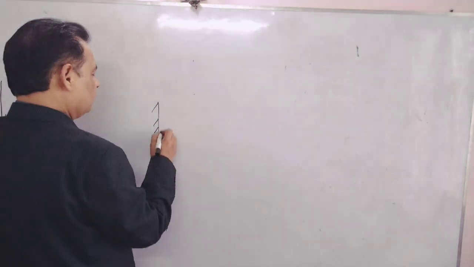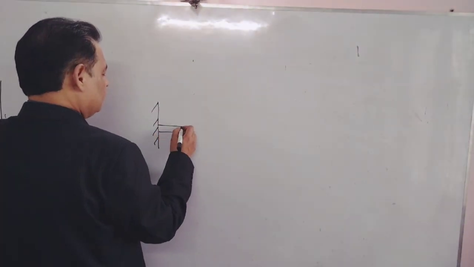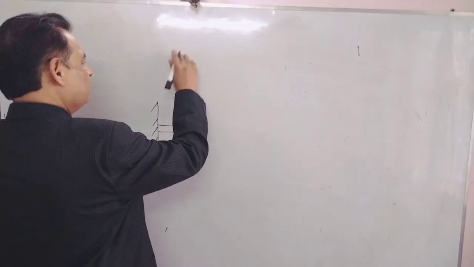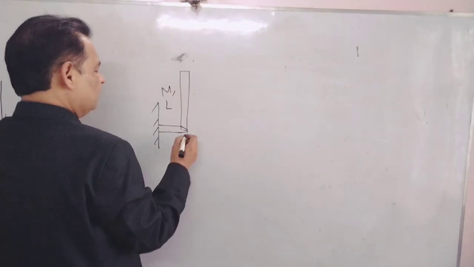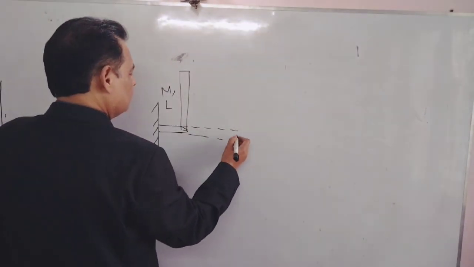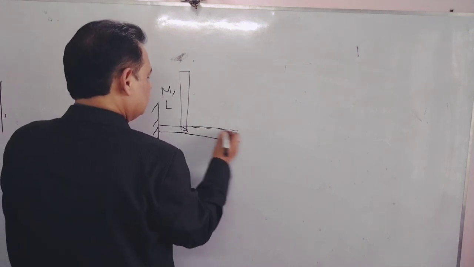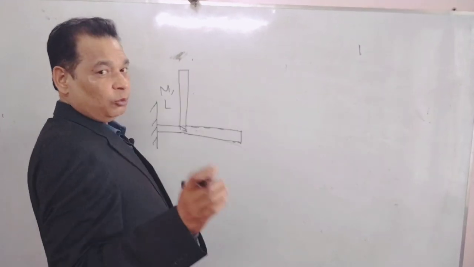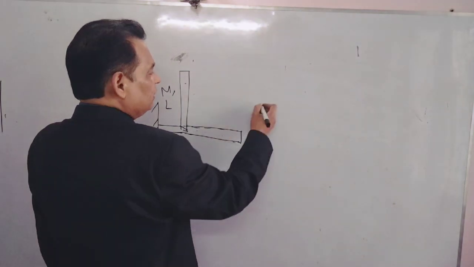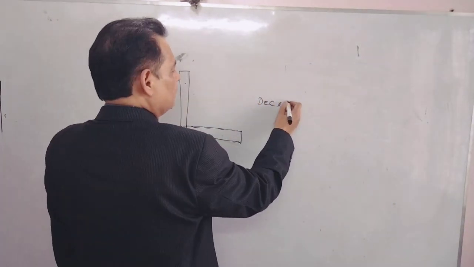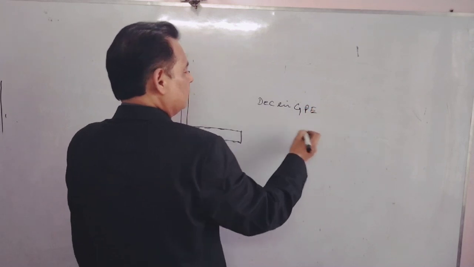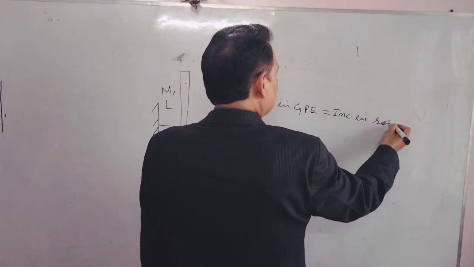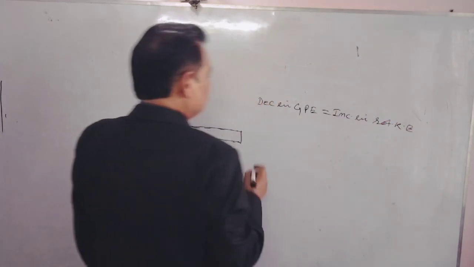Initially, this is the pivot, this is the rod of mass M and length L. Now it has become horizontal. Then what would be the force applied by the axis? Again we have to find out omega. So the decrease in gravitational potential energy equals the increase in rotational kinetic energy about one of the end.